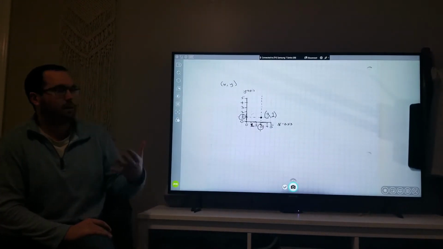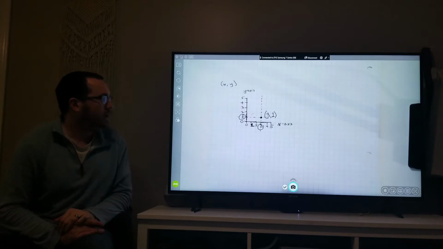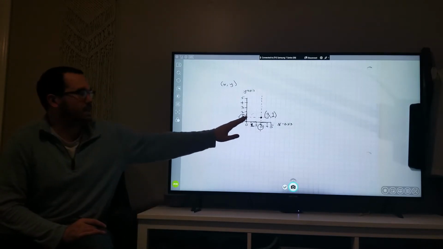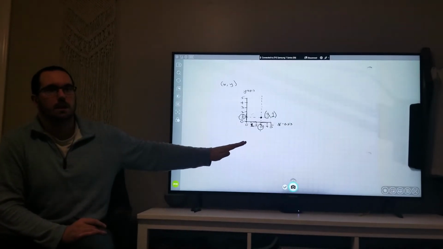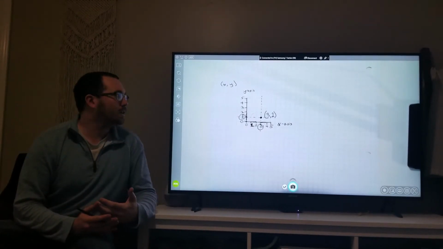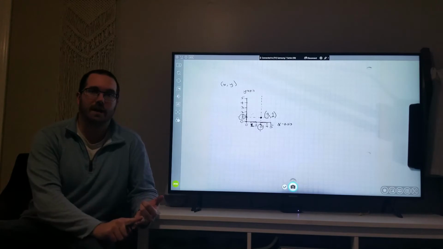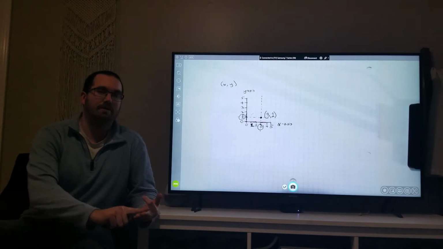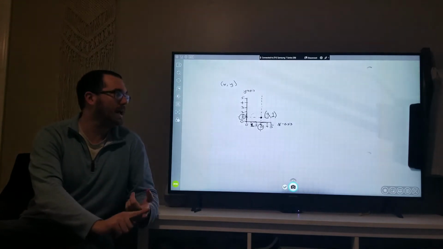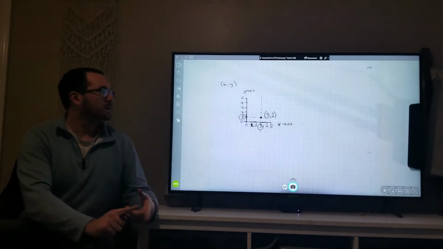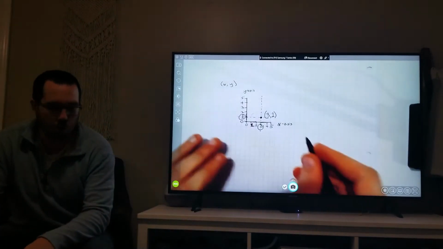And that is going to be the location of that particular point on this coordinate grid. Now, this is a graph that just deals with positive numbers, but we're going to deal with graphs that could have positive x values or negative x values, and positive y values or negative y values.